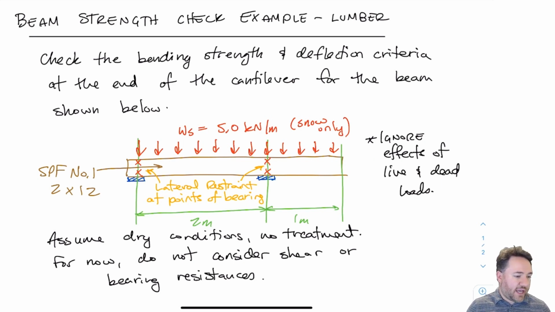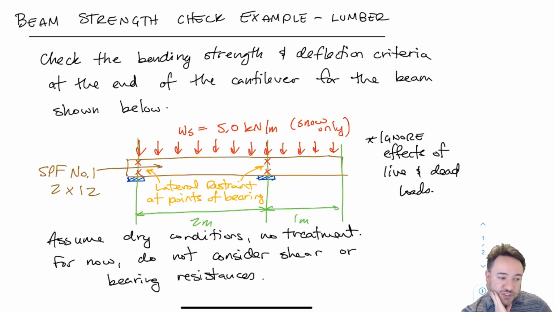And we have lateral restraint only at the points of bearing. So we don't have any purlins or anything that are providing lateral restraint to the beam, which means that we're probably going to have an issue with lateral torsional buckling, and we're going to have to calculate what our KL is based on that. Now, is this a realistic case for design?